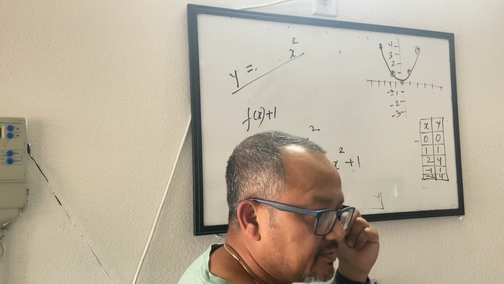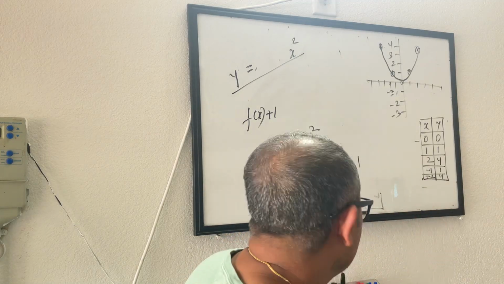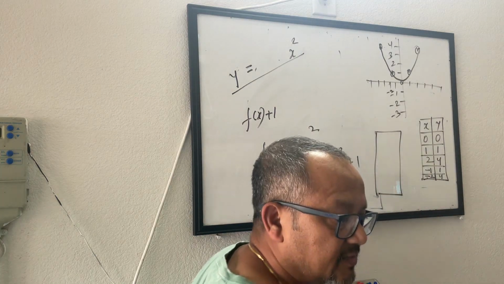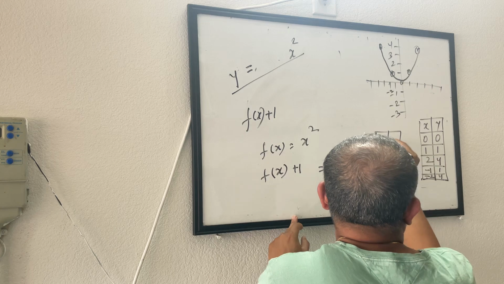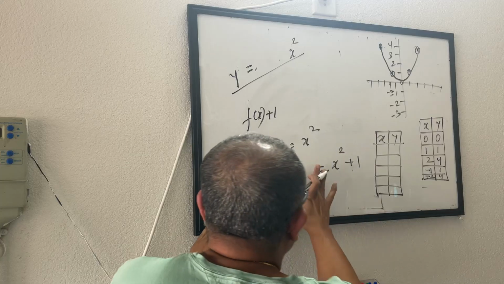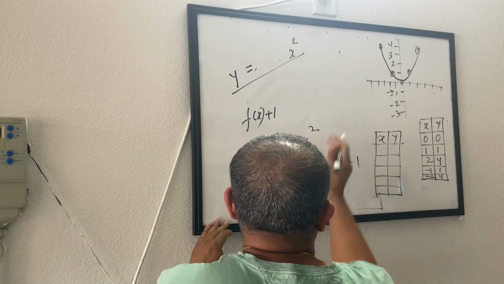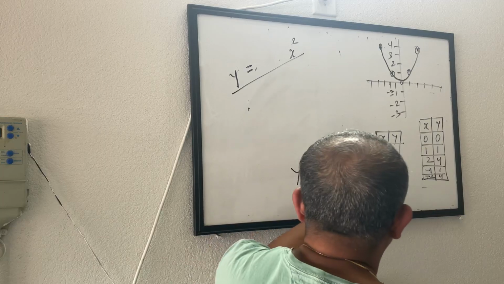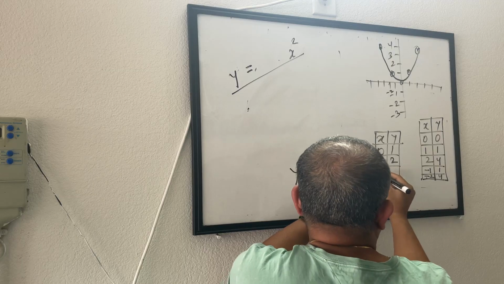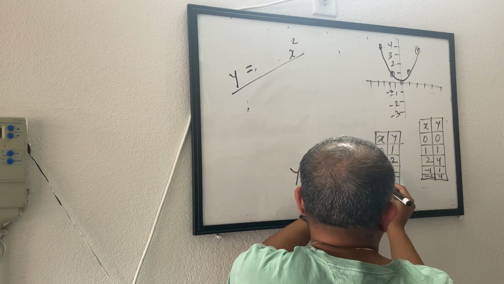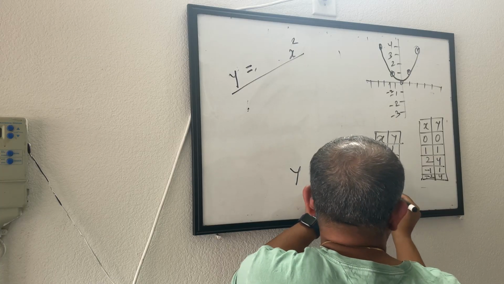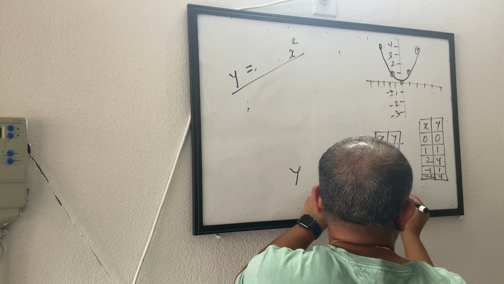Okay? Is everybody with me so far, or was I kind of confusing everybody? Okay. So x, y. Now this is my y value for this f of x plus 1. So now look at this. When x is 0, y is 1. When x is 1, y is 2. When x is minus 1, it is again 1 plus 1, 2. When x is 2, it becomes 4 plus 1, 5. When x is minus 2, it again becomes 4 plus 1, 5.